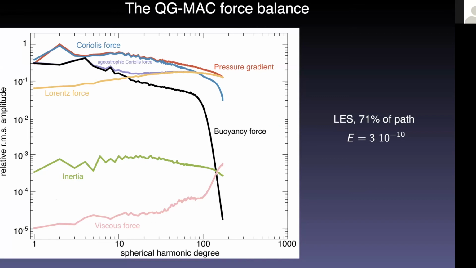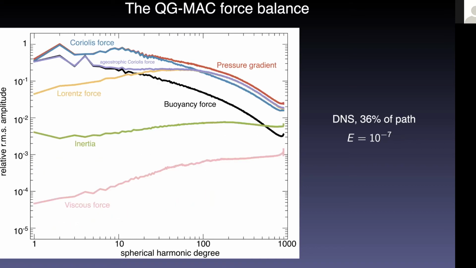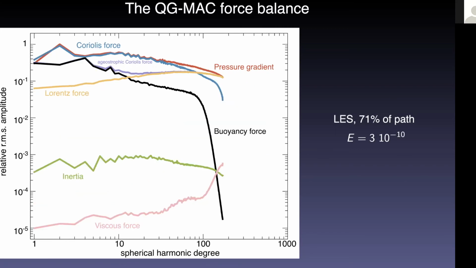It's normal that it drops because hyperdiffusivity has been applied, but the goal of those large-scale simulations is to render the large scales of the system. And you can see that up to a spherical harmonic degree of about 80 to 90, you're pretty much okay in terms of rendering the force balance.